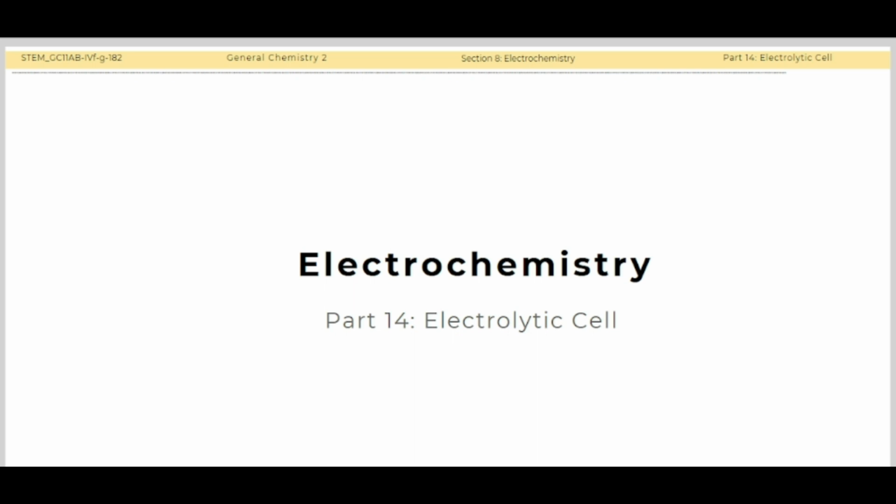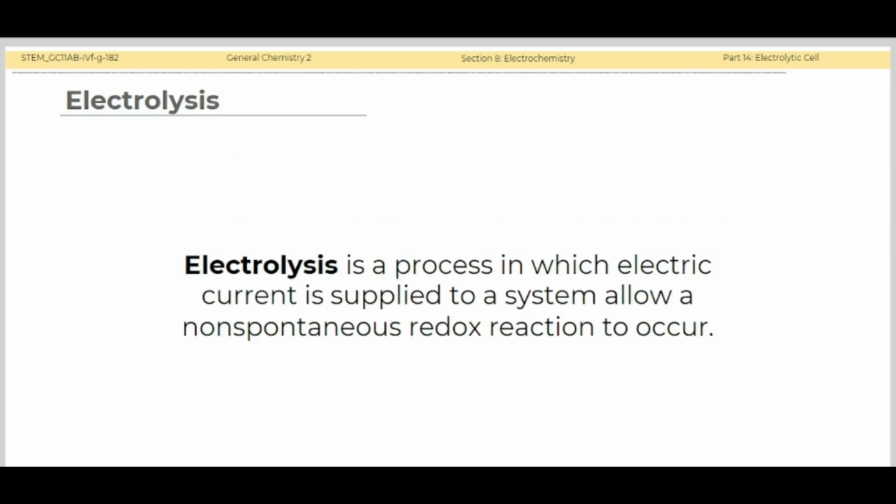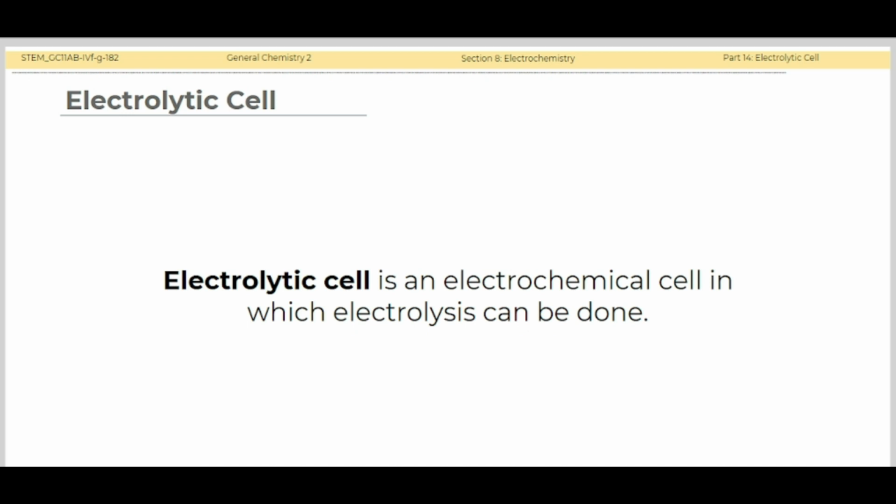Let's begin. In this lesson, we will apply and explain the electrode reaction during electrolysis. Electrolysis is a process in which electric current is supplied to a system to allow a non-spontaneous redox reaction to occur. Electrolytic cell is an electrochemical cell in which electrolysis can be done.